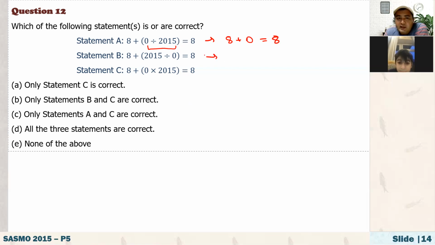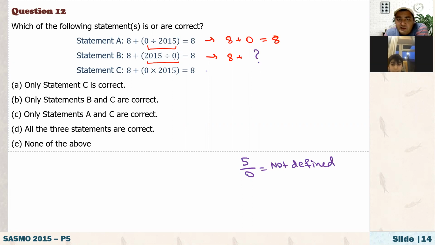The next one is, here we have 8, because first we need to perform the operations in the parentheses, right? So here, 2015 is divided by 0. Can we divide 2015 by 0? No, we cannot divide any number by 0 because we don't have division by 0. For example, here, 5 over 0. What is it? It is not defined, right? We don't have such division. We cannot define any number divided by 0. So actually here, we don't have such number.